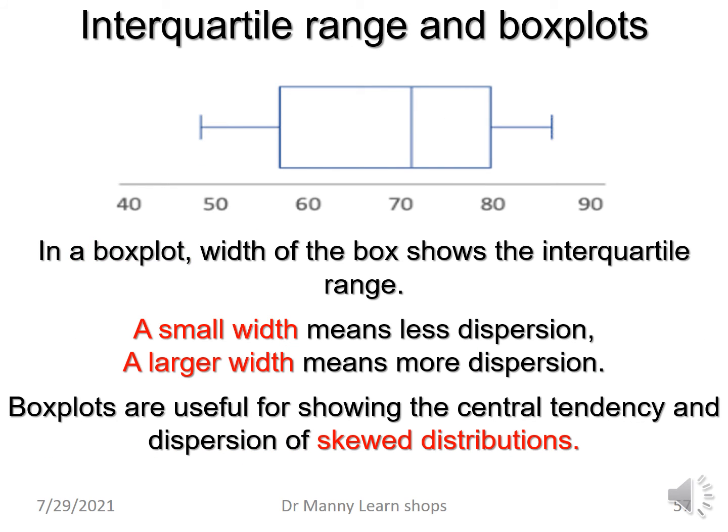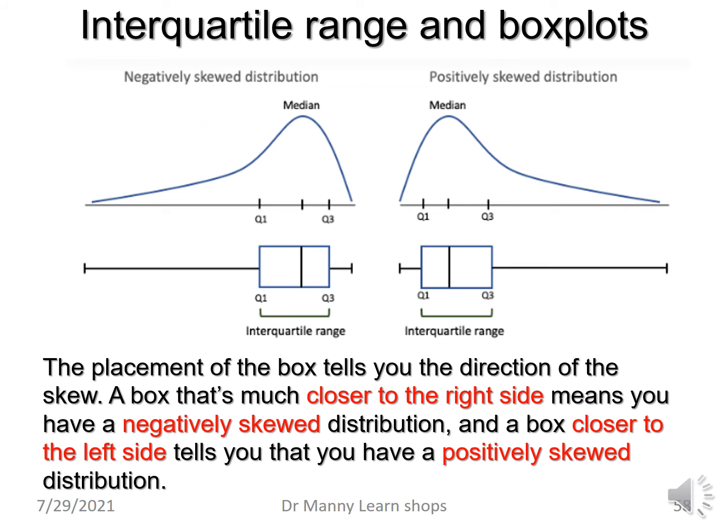So for clarity, let's explain. In a box plot, the width of the box shows the interquartile range. A small width means less dispersion, a larger width means more dispersion. Box plots are useful for showing the central tendency and the dispersion of skewed distributions, negatively skewed or positively skewed. The placement of the box tells you the direction of the skew. A box that's much closer to the right means you've got a negatively skewed distribution, and a box closer to the left tells you that you have a positively skewed distribution.